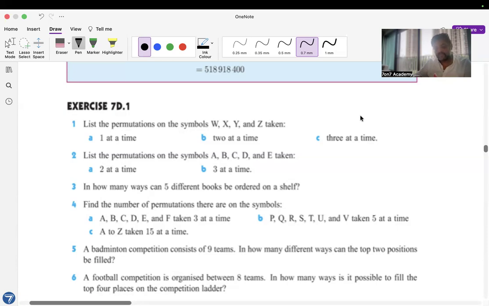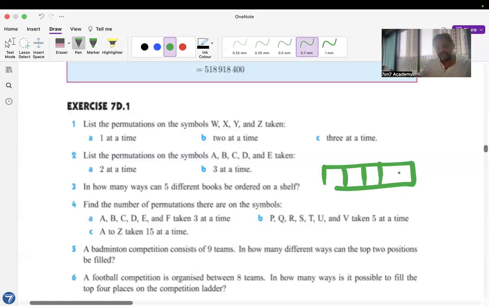How will you do this one? C, 3. Yeah. How many ways can 5 different books be ordered on a shelf? Tell me how many selections we have. One only, because you are taking all of them. So 5 out of 5 you arrange, then there are 5 places. The first place can be filled by any of 5 books, second 4 books, third 3, 2, 1. Isn't this 5 factorial? So when you select and arrange 5 out of 5, that is going to be 5 factorial.